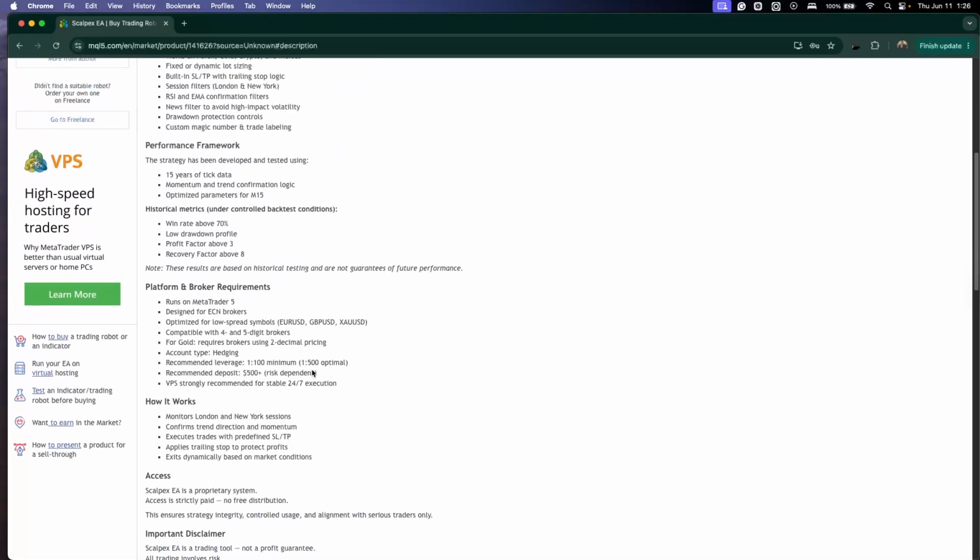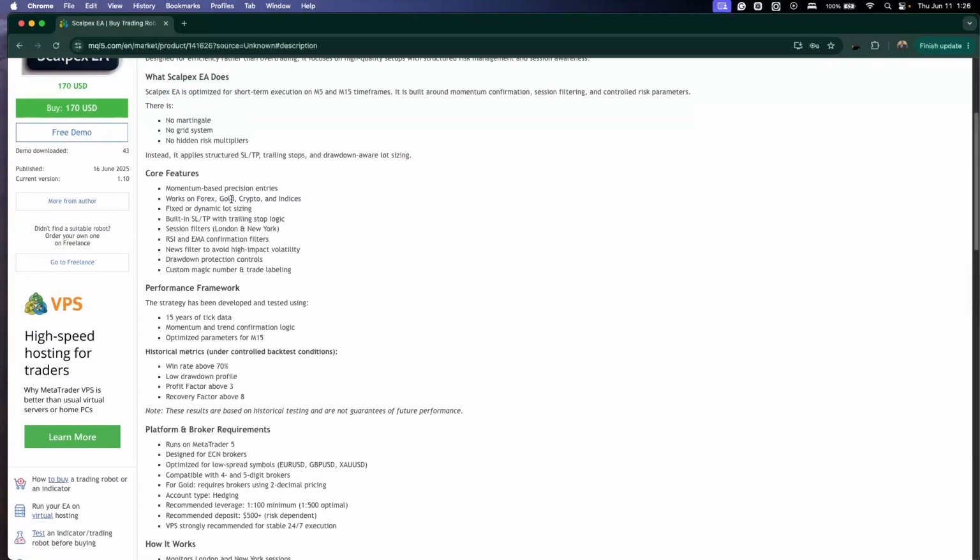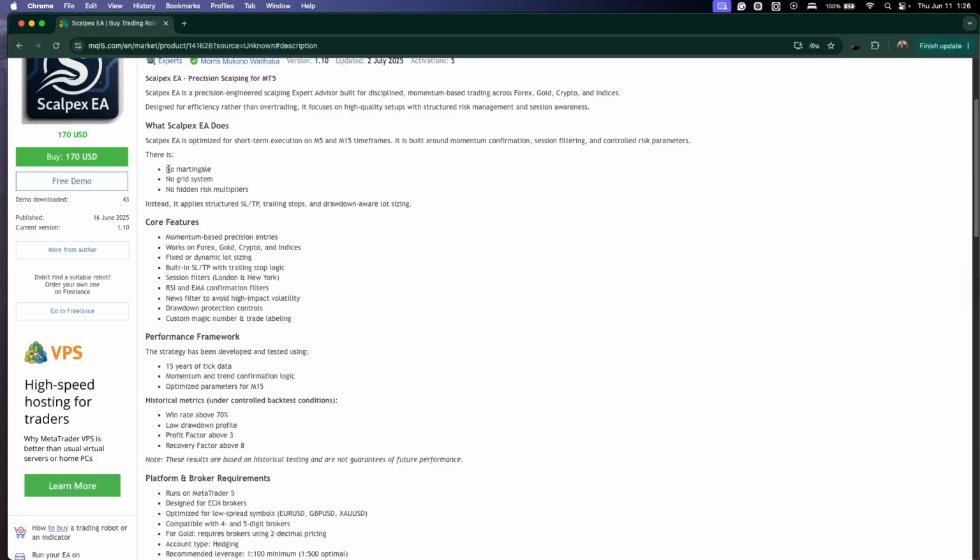The features and settings that they market include the number of bars for high and low detection, and they claim no martingale, no greed, and no hidden risk multipliers, and this is true. And also they have risk percentage sizing, RSI upper and lower levels. We have the MA extreme filter. We have news keyword avoidance with stop trading windows. We also have take profit and stop loss levels. All of these can be edited. These are the core features of this expert advisor.